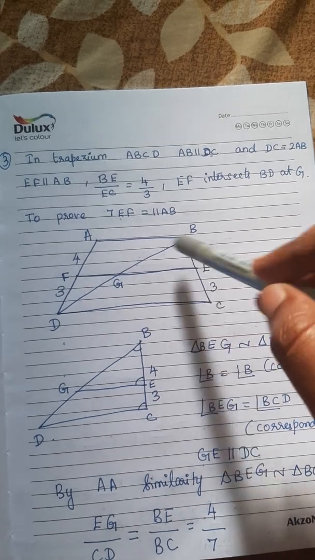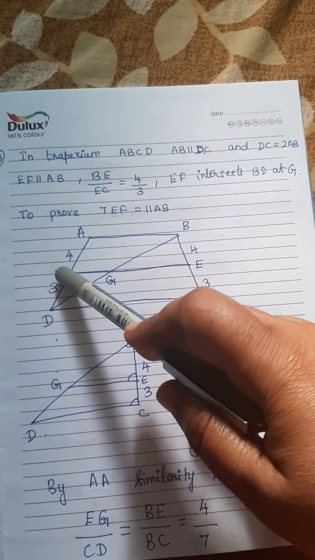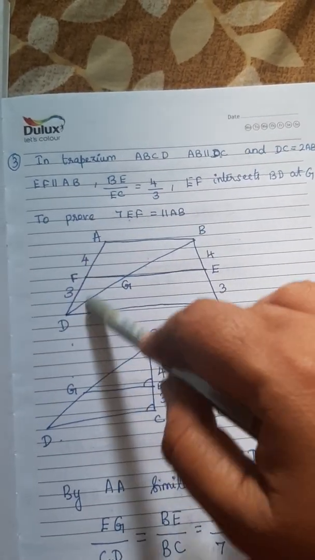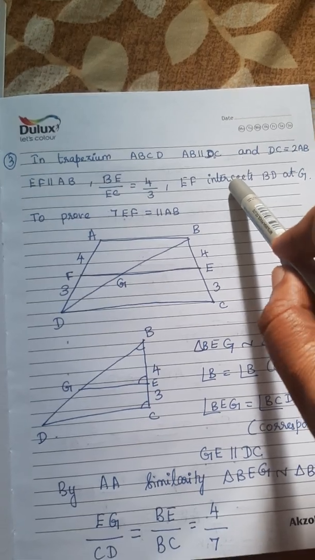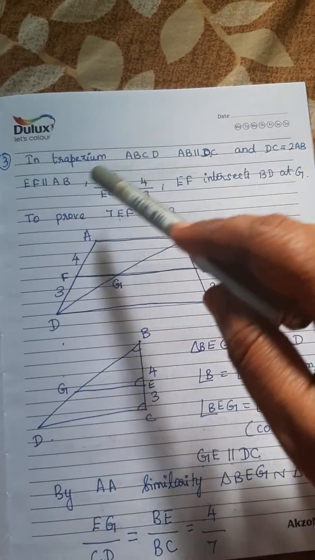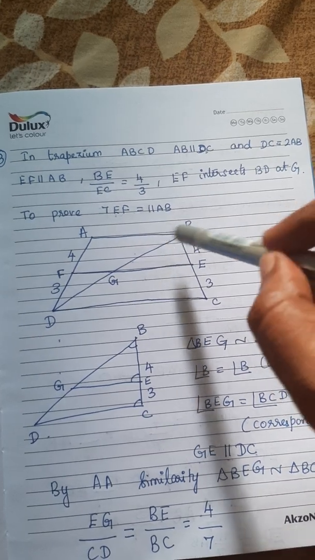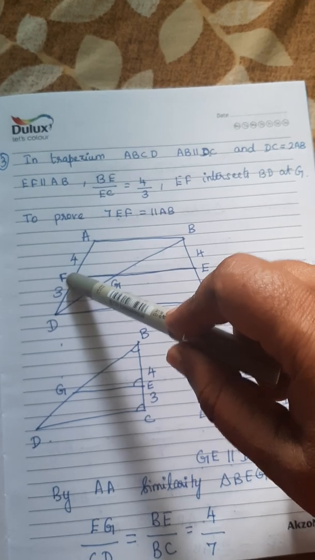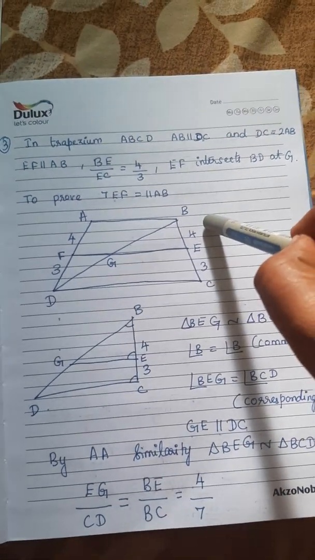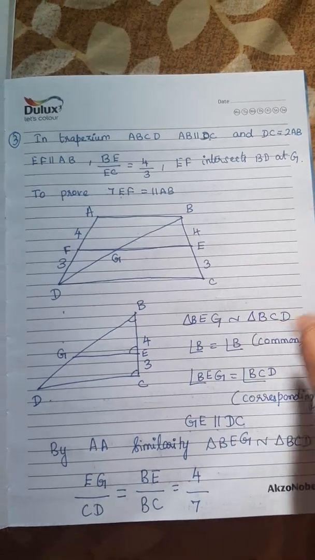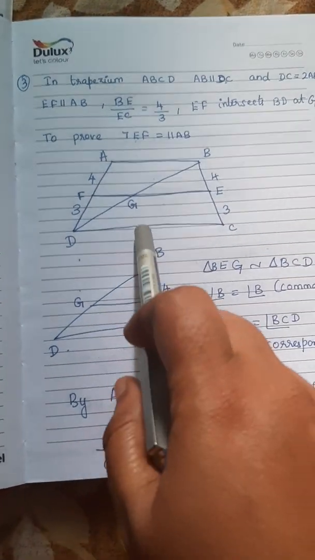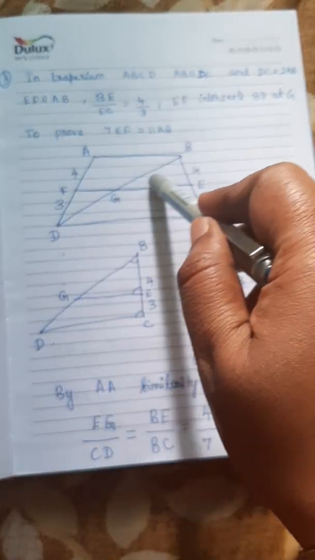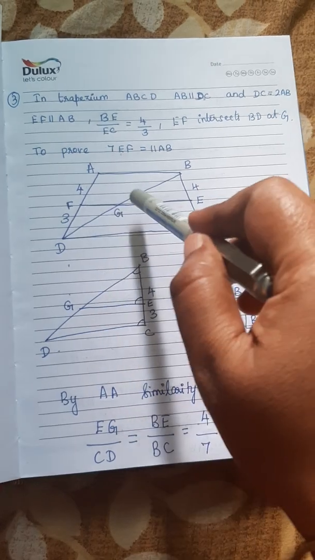It is also given that this EF is intersecting the diagonal BD at a point G. So we have got too many informations in the given part, so we'll just list it one by one, and we are supposed to prove that 7 times EF is equal to 11 times AB. So this is what we need to prove. So what we are going to do is, we are taking the trapezium as 2 triangles. So this trapezium is divided by the diagonal into 2 triangles.